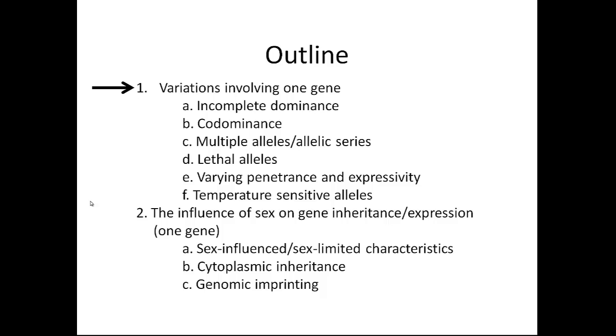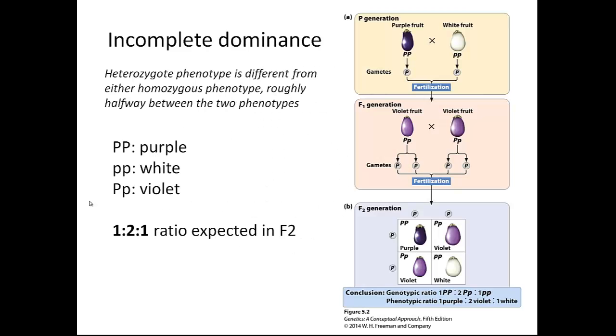So first of all, variations involving one gene. We'll start off with incomplete dominance. So incomplete dominance is when the heterozygous phenotype is actually sort of halfway between the two homozygous phenotypes. An example is shown here with eggplant. So if you have this dark purple eggplant, it's big P, and a white eggplant is little p. So if you would cross those two together, you would get a heterozygote, and it turns out that the heterozygote is about halfway between the two.